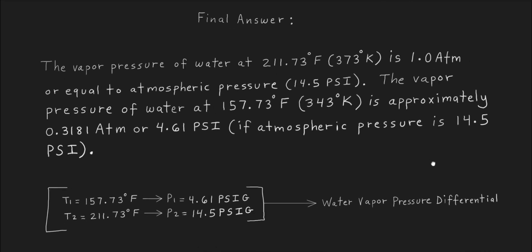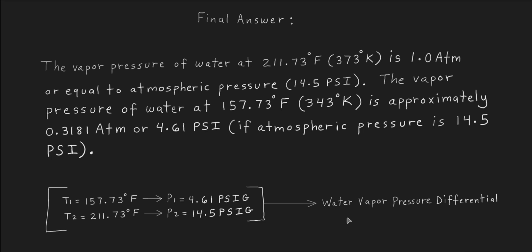So our final answer here: the vapor pressure of water at 211.73 degrees Fahrenheit is equal to atmospheric pressure, in this case 14.5 psi. The vapor pressure of water at 157.73 degrees Fahrenheit is approximately 0.3181 atmospheres, or in this case 4.61 pounds per square inch.